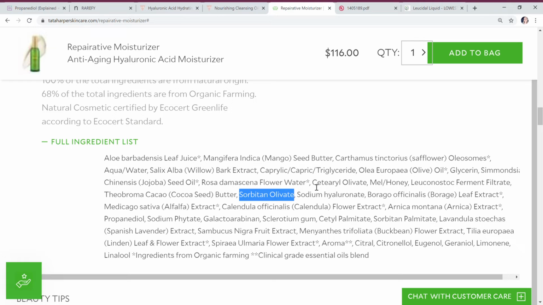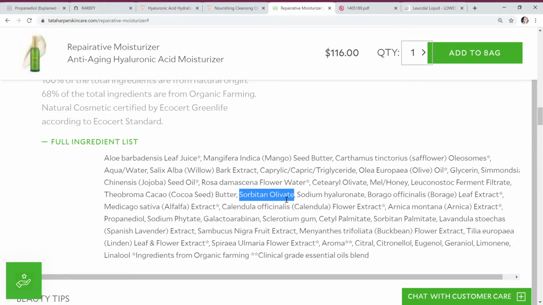They're not in equal amounts. I can't remember the exact percentage, but let's just guess and say that cetyl olivate is 75% of the formula for Olivem 1000, and the sorbitan olivate would be about 25%. So that's why they're listed at different areas of this formula.